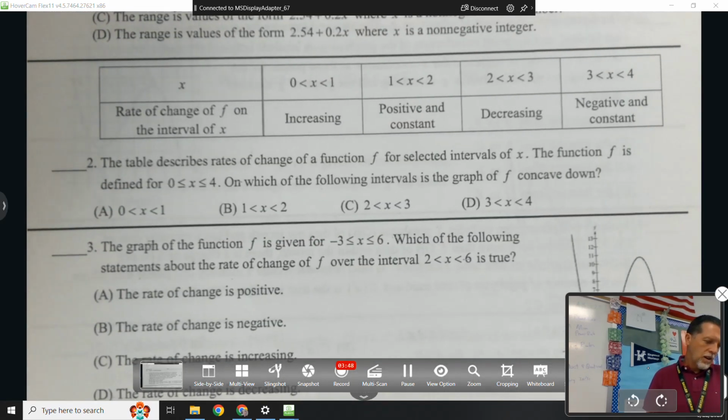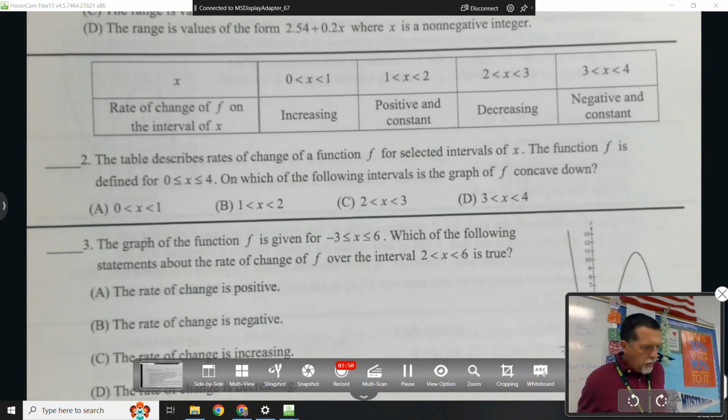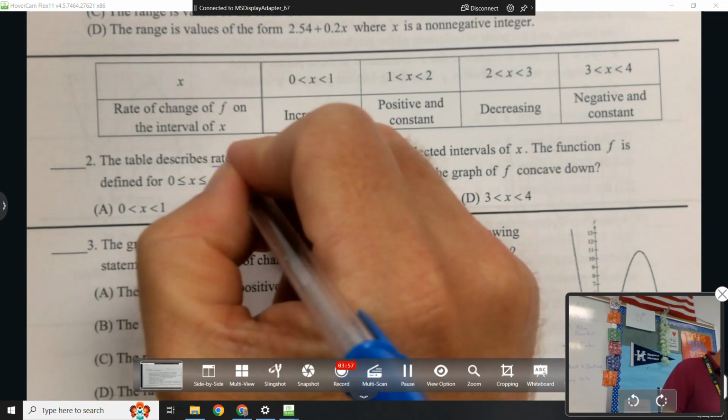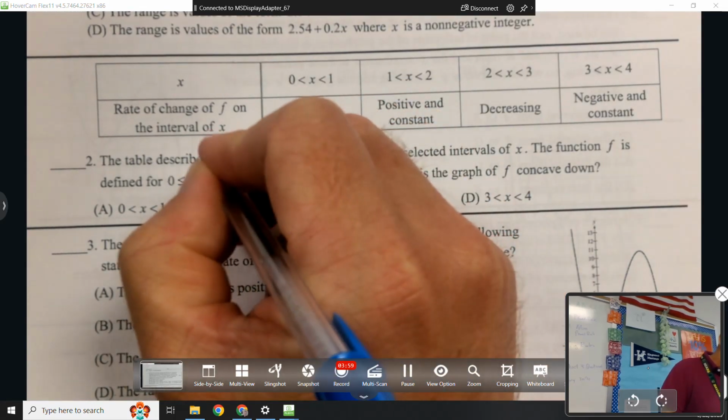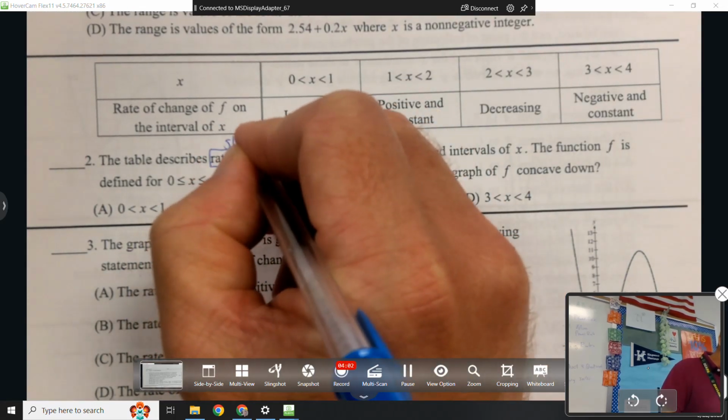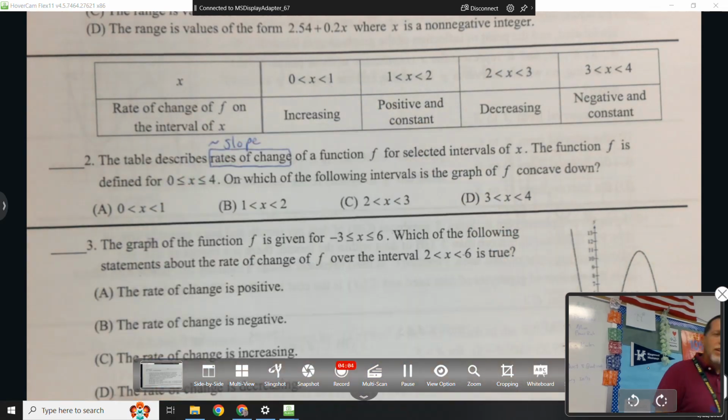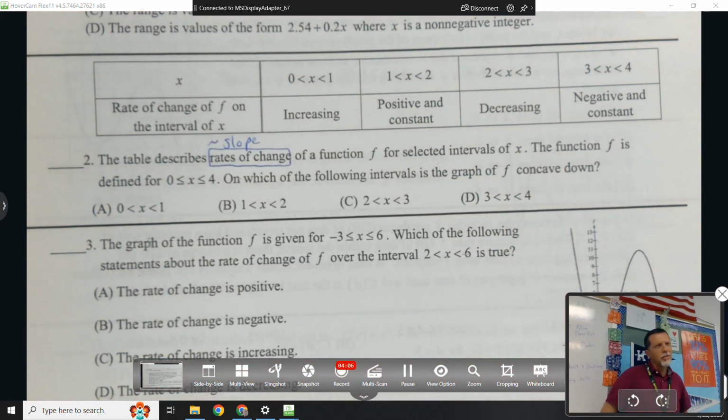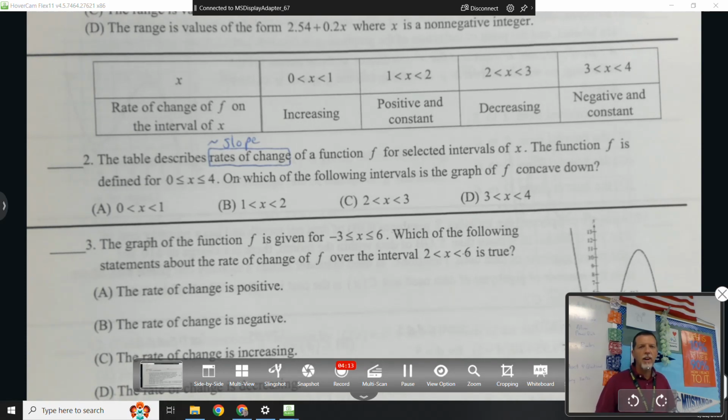All right, number 2. The table describes rates of change of f. Rate of change. That's average rate of change, or slopes. So I'm going to say rate of change is sort of like slope. Rate of change of a function f on selected intervals. The function f is defined for 0 to 4. Okay, that's why we got 4 intervals, 0 to 4. On which of the following intervals is the graph of f concave down?